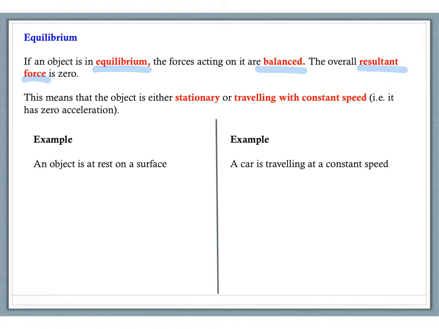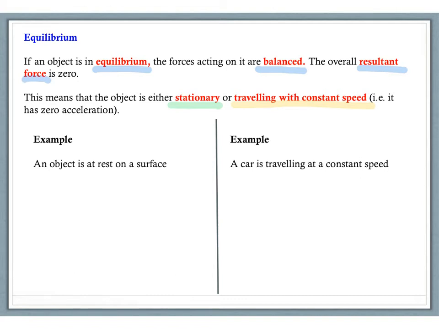Now, this means there are two possibilities. For an object in equilibrium, it must either be stationary or travelling with a constant speed, i.e. it has zero acceleration. Let's have a look at two examples.